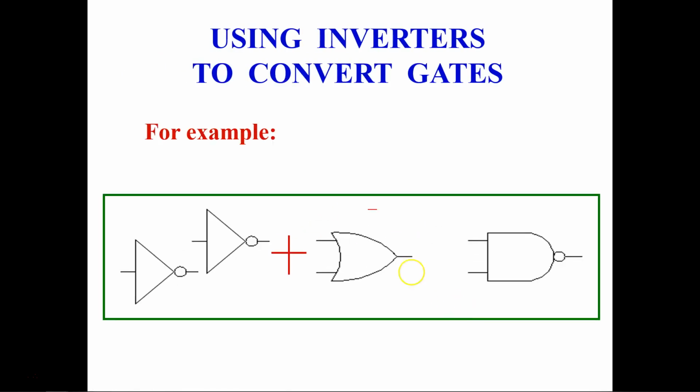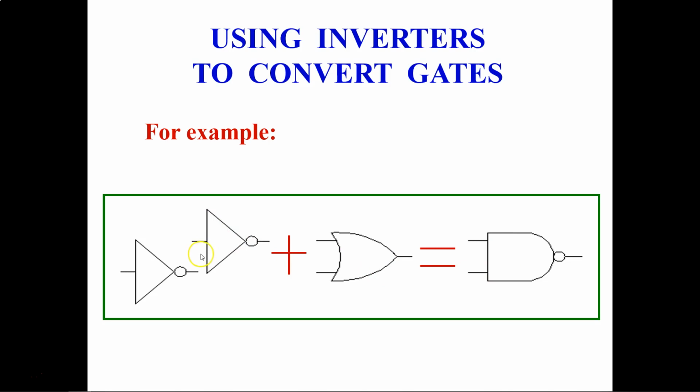Now, using inverters to convert gates. So here you can see two inverters are used as inputs, and they have been added to the OR gate. And if we have something like this arrangement, then that will make up our NAND gate. So you can try it out.